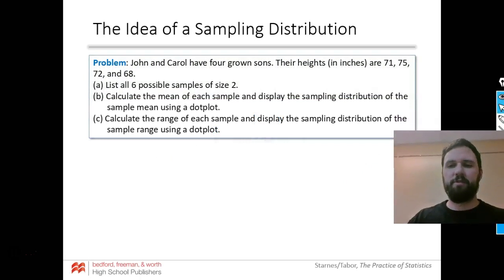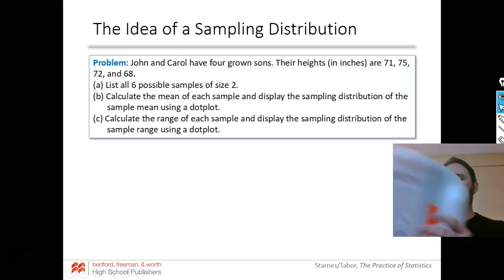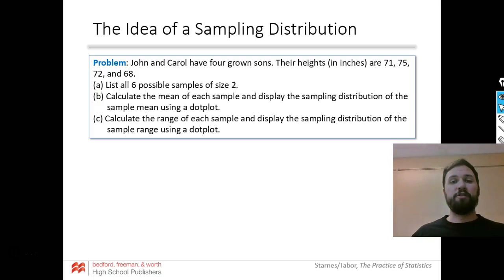So let's take a look at this piece. Oh, I need my Mobi actually for this one. So John and Carol have 4 grown sons. Their heights are 71, 75, 72, and 68. What are the 6 possible samples that can be taken for their height?